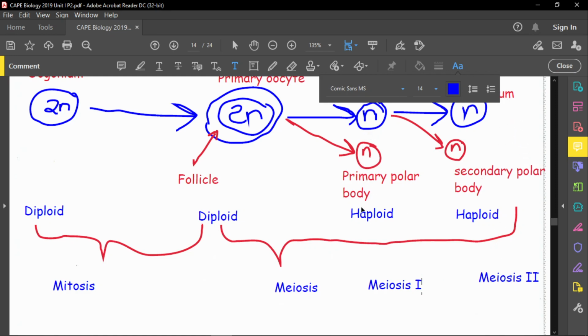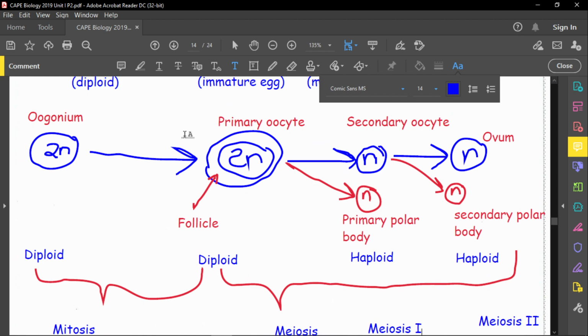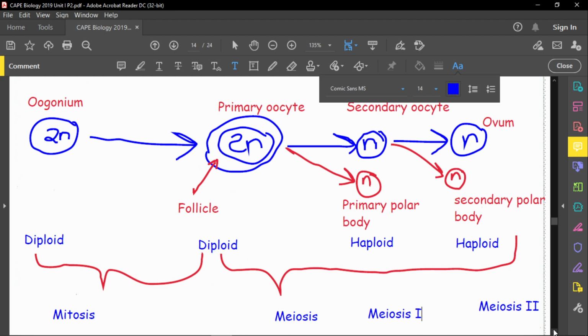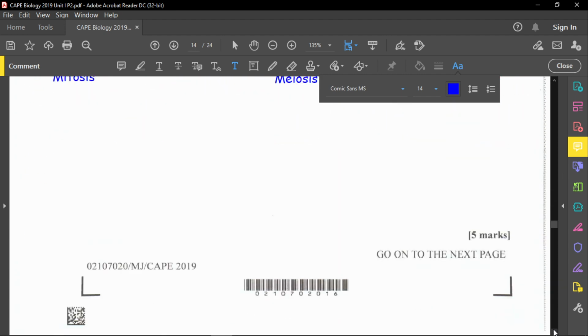So the secondary oocyte is produced by the end of meiosis 1. The ovum will be produced by meiosis 2. And the primary oocyte is produced by mitosis. So that is our question. I think this is a 3-mark question. Actually, it's a 5-mark question.